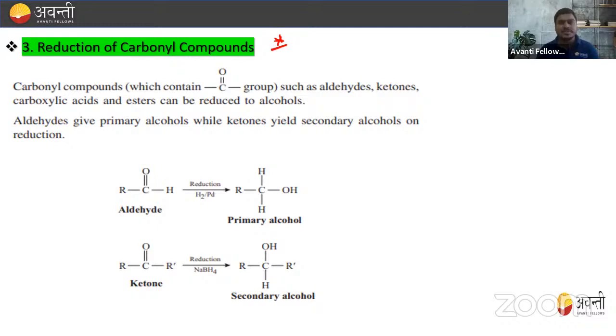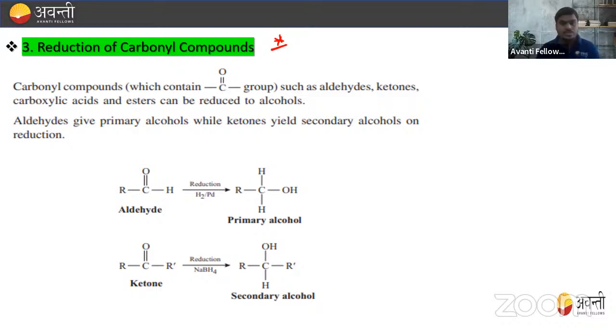Carbonyl compounds, which contain C=O groups such as aldehydes, ketones, carboxylic acids, and esters, can be reduced to alcohols. Aldehydes give primary alcohols, while ketones give secondary alcohols on reduction. Remember this, very, very important: aldehydes give primary alcohols while ketones give secondary alcohols on reduction.